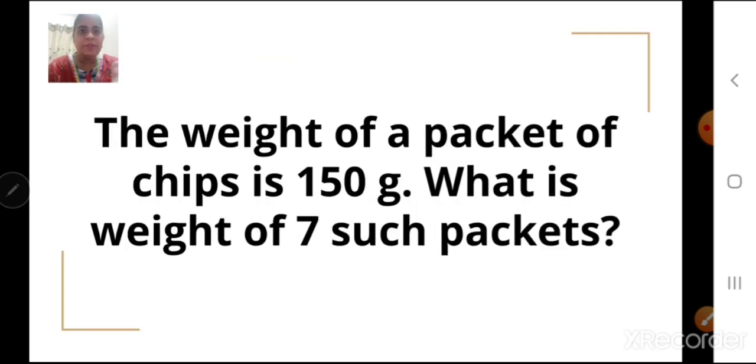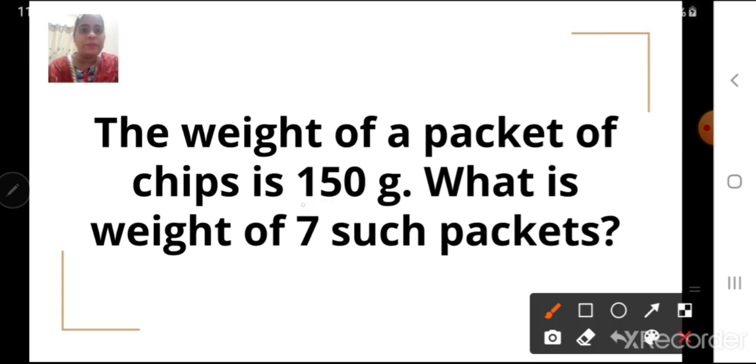Children, read with me. The weight of a packet of chips is 150 grams. What is the weight of 7 such packets? One more time we will read. The weight of a packet of chips is 150 grams. What is the weight of 7 such packets? So here we understand that the weight of one packet is given to us. There is one packet of chips where the weight is 150 grams, and we have to find out the weight of 7 such packets.